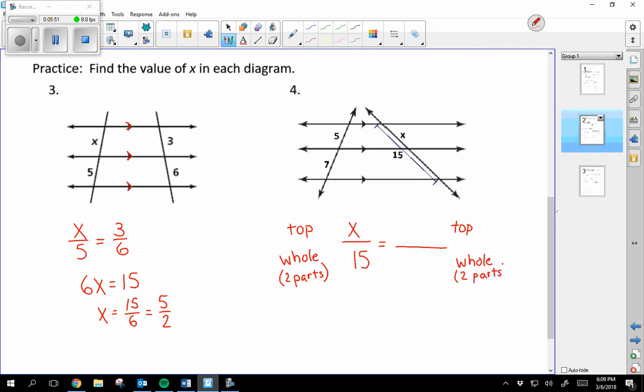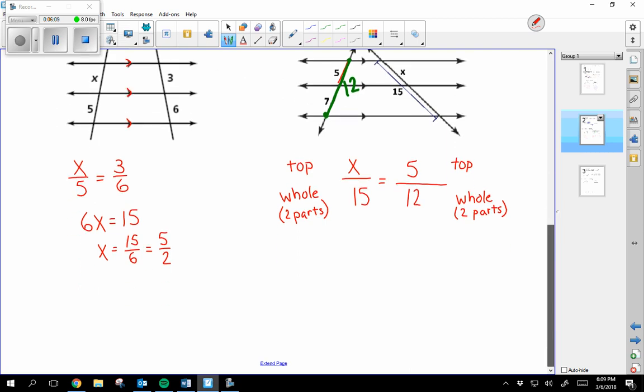So looking at the left side, the top piece here is marked 5, and the whole would represent all the way from here to here. Again, the sum of those two parts. That whole is 12. And then I can cross multiply. 12x equals 5 times 15, which is 75. Once I divide, I have 75 over 12, which then reduces to 25 to 4.